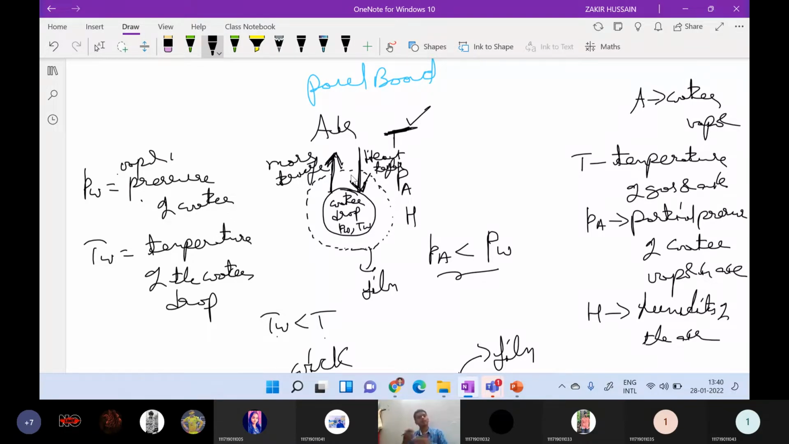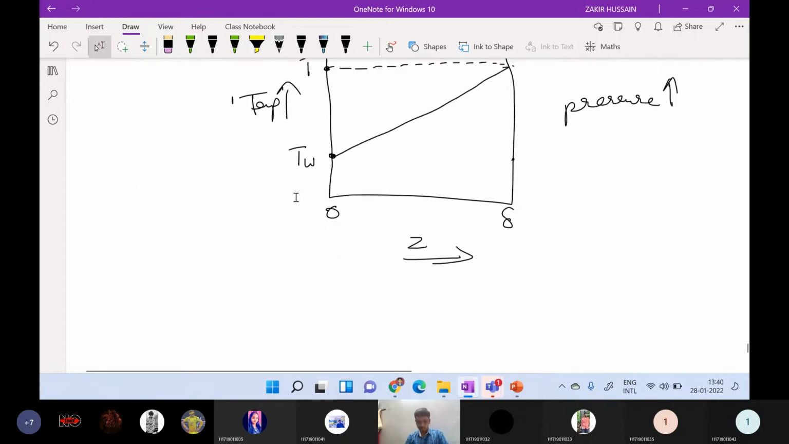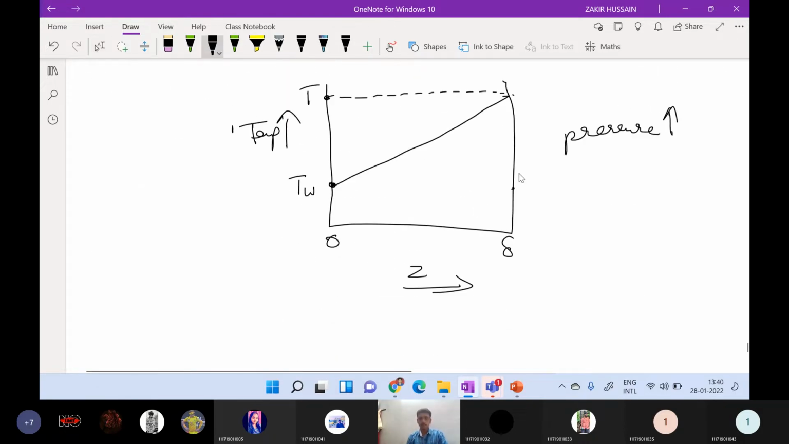Why? Because from higher temperature to lower temperature, heat transfer will take place. From higher pressure to lower pressure, mass transfer will take place. So PA is less. That's why the mass transfer is taking place from PW to PA. The same condition here. So let us say this is some PW, at higher pressure, and it will be decreasing from PW to some partial pressure of component A.